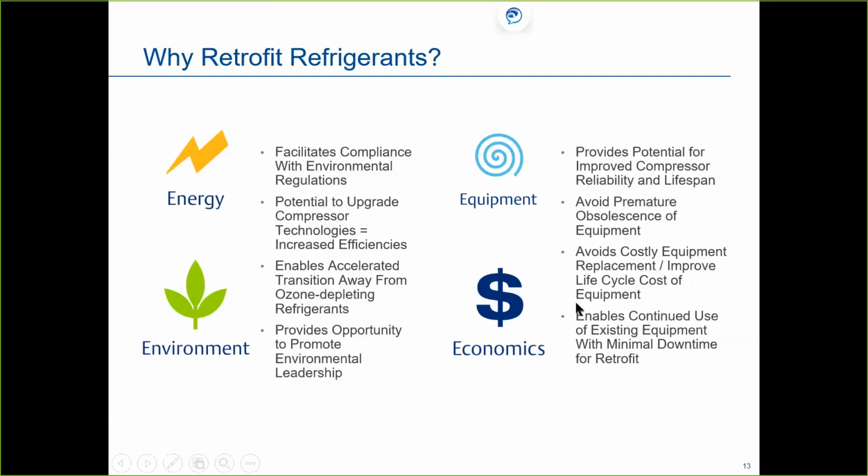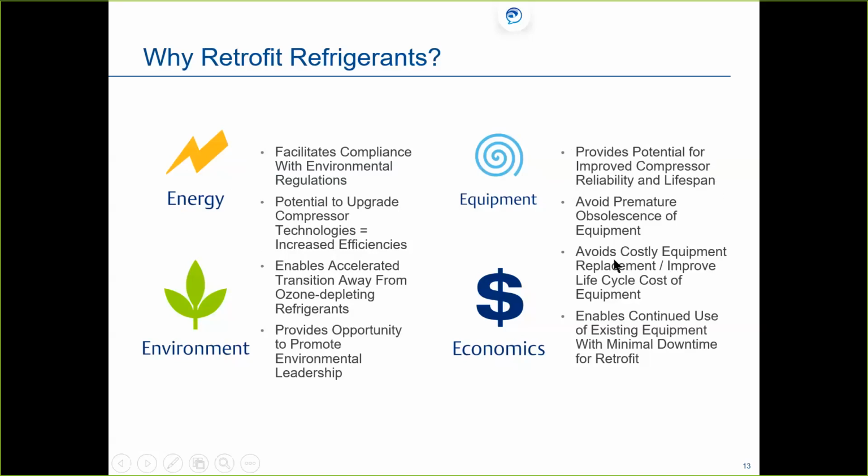Why retrofit refrigerants? Energy: it facilitates compliance with environmental regulations, the potential to upgrade to compressor technologies, and increased efficiencies. So you have the DOE involved. You also, as we talked earlier, have the EPA, the environment: it enables accelerated transition away from ozone depleting refrigerants and provides the opportunity to promote environmental leadership. And then we have the OEM, the equipment manufacturer. He has to know what these two are doing before he can start manufacturing, because if we start changing these things, the energy and the environment, maybe these evaporator coils are going to get a lot larger, so the equipment design is going to change, but that provides potential for improved compressor reliability and lifespan.